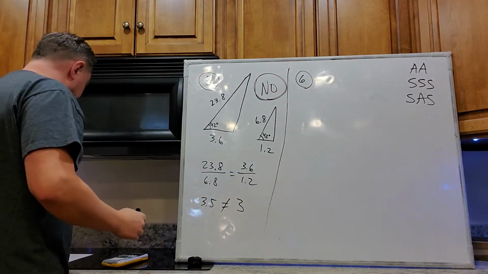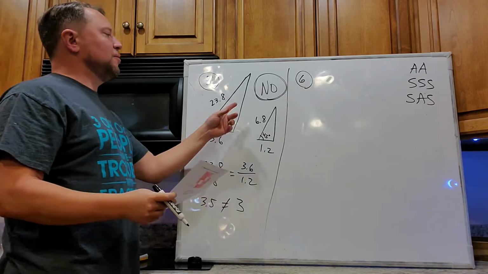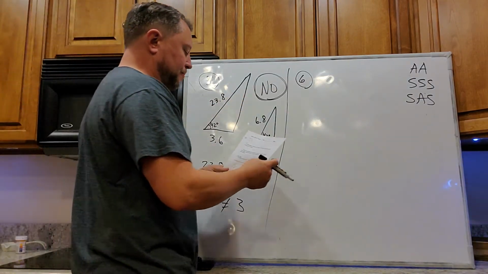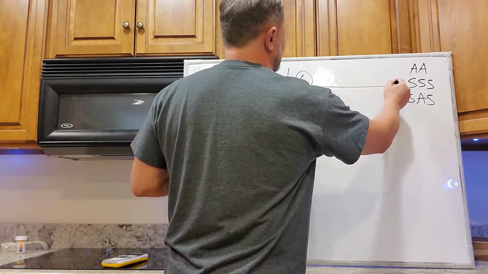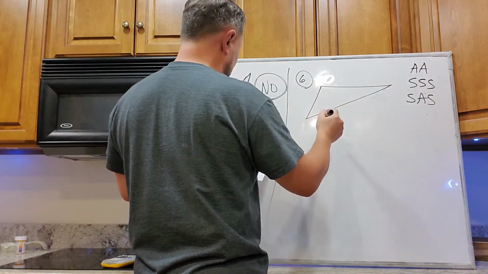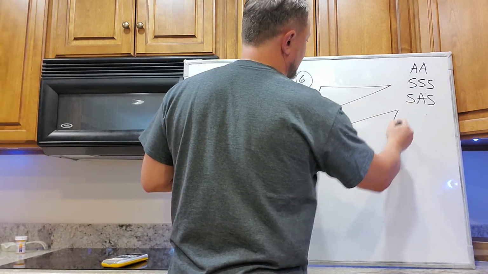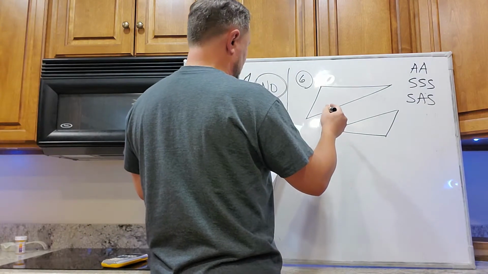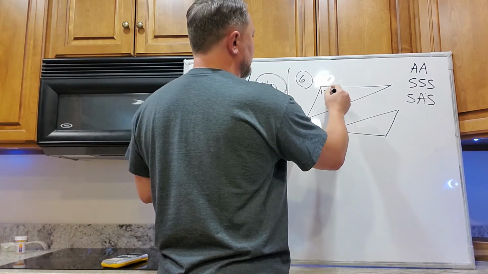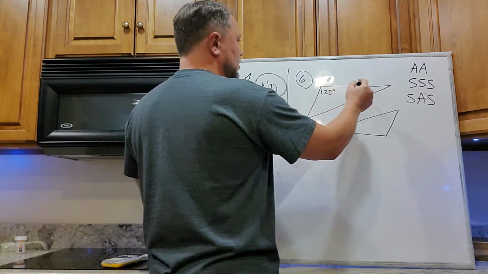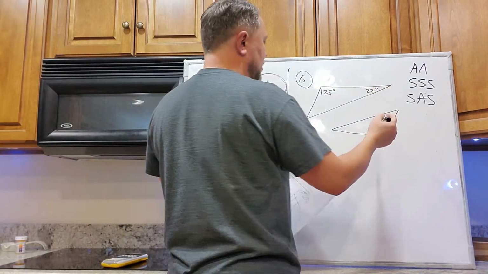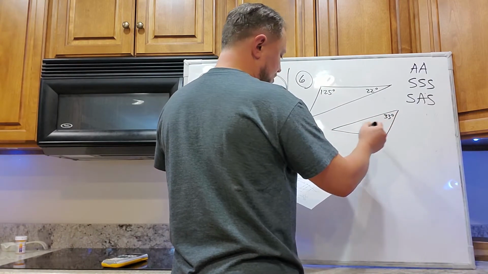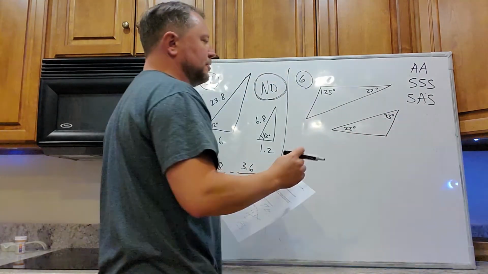Okay, problem number 6, same situation. I want to know if the triangles are similar, and if so, you have to give a reason why. On this one, they've got a triangle like this, and another one like this, and let's see, they give you 125 degrees for that angle, 22 degrees for that one. Up here, this is 33 degrees. This one, 22 degrees.